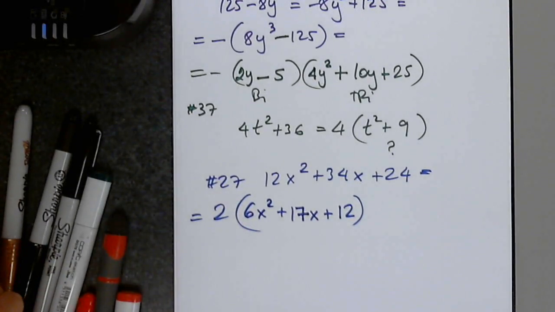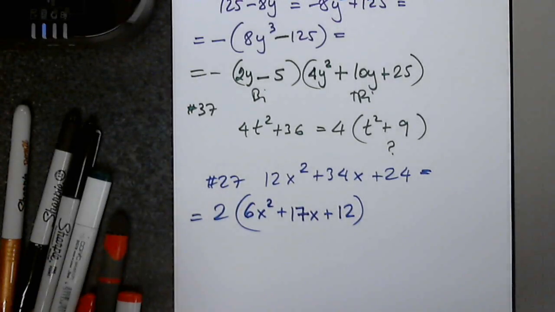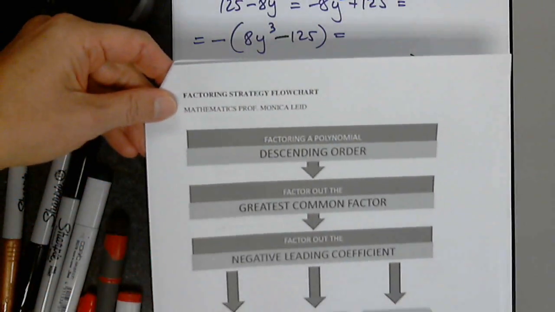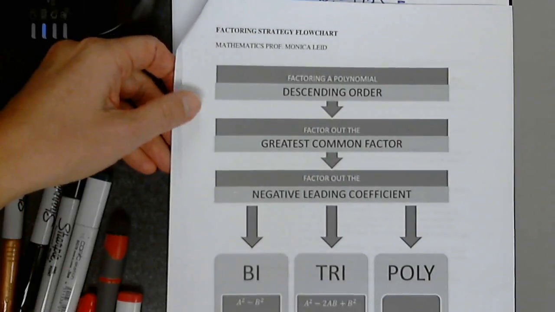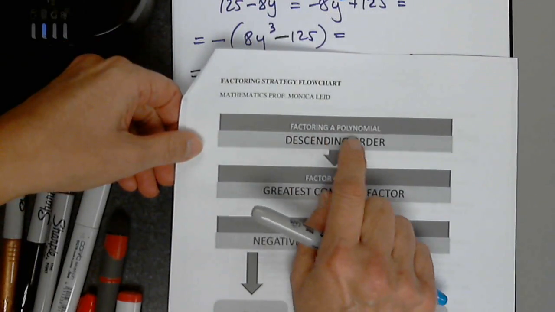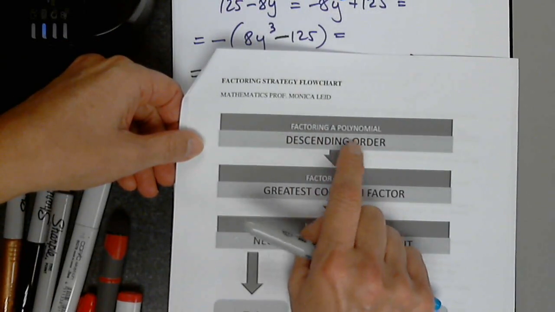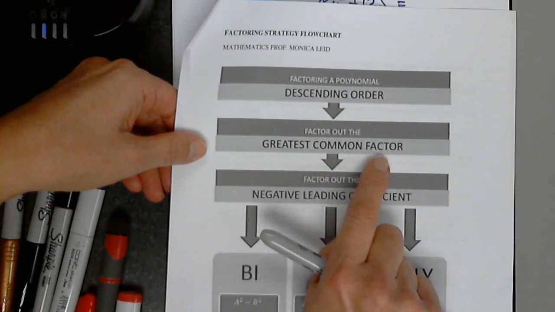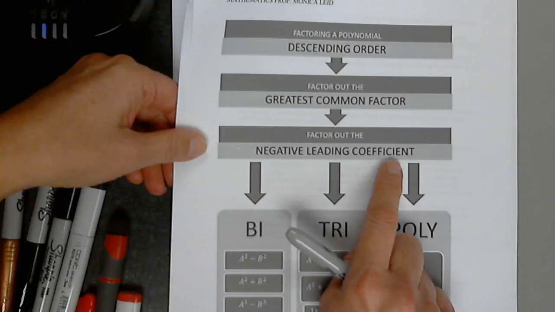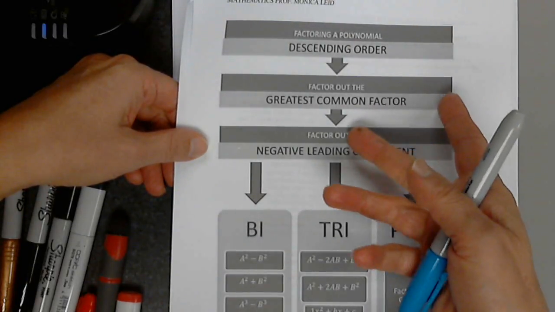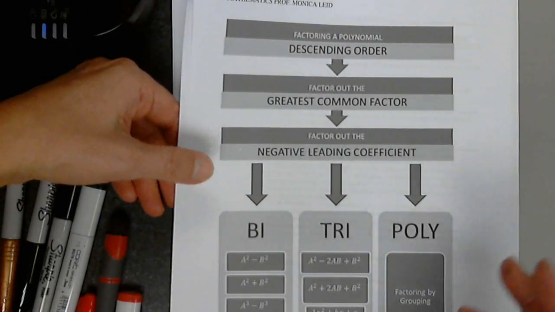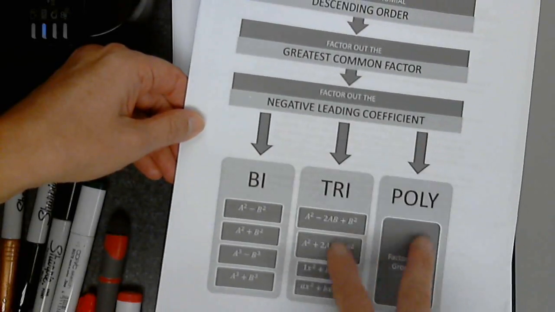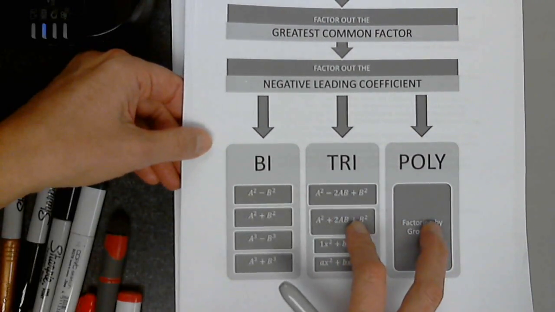So I'm down to the last possibility. I think I pointed this out last time. This is really a summary of factoring. When you have to factor a polynomial, make it in descending order. Pull out the greatest common factor and the negative leading coefficient together at the same time, or in any order you want. And then separate it in your head into 3 categories.